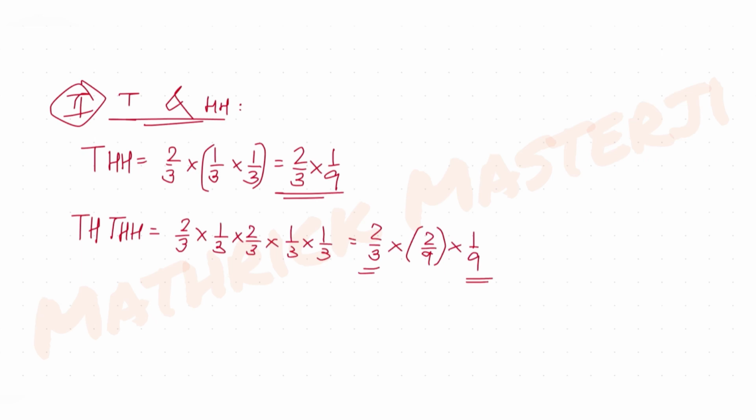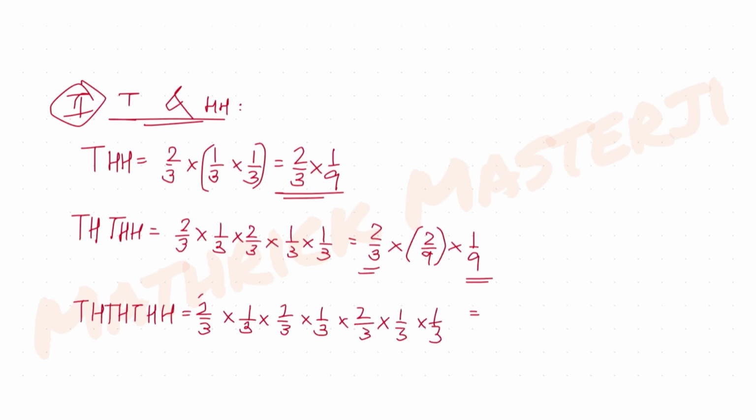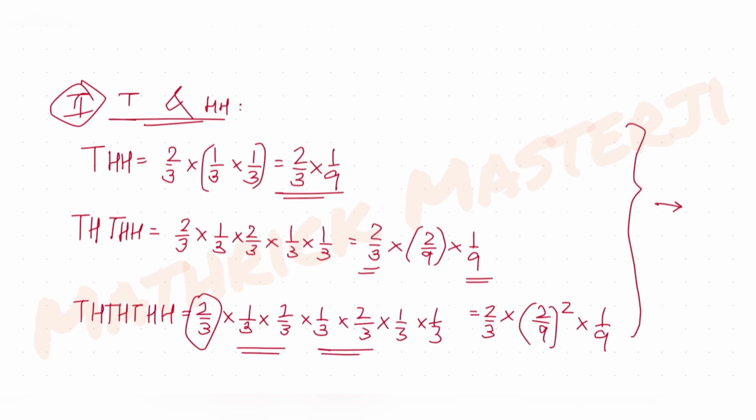Then you have tails, tails again, and then two heads again. So you again have 2/3, 1/3, 2/3, 1/3, 2/3, 1/3 into 1/3. So from here I get 2/3. This becomes 2/9, 2/9. So 2/9 squared, and then you have 1/9. So you have these outcomes. Now, this repetition continues till infinite terms, till you get two identical outcomes.